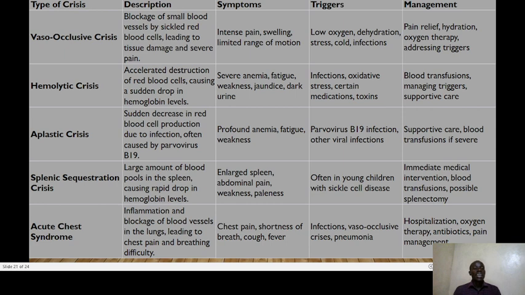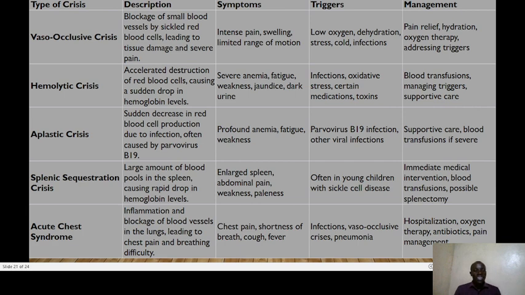any triggers. As for the hemolytic crisis, this one is characterized by accelerated destruction of RBCs, causing a sudden drop in hemoglobin levels. And the patient could present with severe anemia, fatigue, weakness, jaundice, and dark urine. So the triggers could be infections, oxidative stress, certain medication, or toxins. So you always manage by subjecting the patient to transfusions and managing the triggers and giving supportive care where necessary.